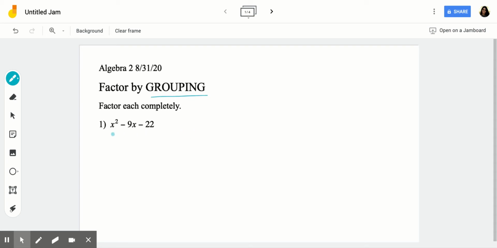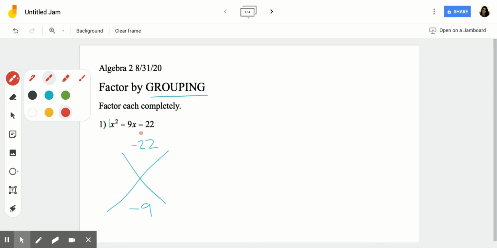But before we do that, you always want to ask yourself, is there a 1 in front of here? If there's no number in front of here, there's a 1 in front. And if there's a 1 in front, it means you don't even have to do grouping. It's an easy problem that I don't want you to do grouping on. I want you to use the X that we talked about this morning. So you're going to multiply 1 times negative 22 and get negative 22 on top. This number B always goes on the bottom.